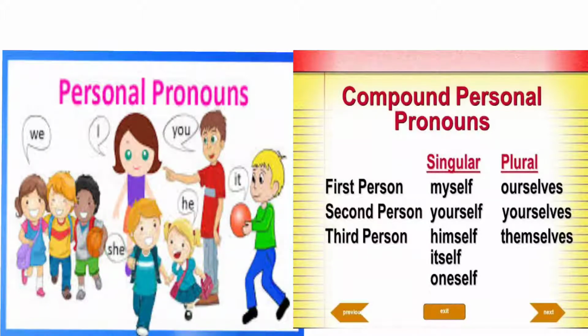In personal pronouns, we studied about first person, second person, and third person. All pronouns that are used for the person speaking, who is speaking, are known as pronouns of the first person, like I, we. Second person, all pronouns that are used for the person spoken to, whom you are talking to, are called pronouns of the second person, like you, your. Third person, all pronouns that are used for the person spoken about, whom you are talking about, are called pronouns of the third person, like he, she, it.